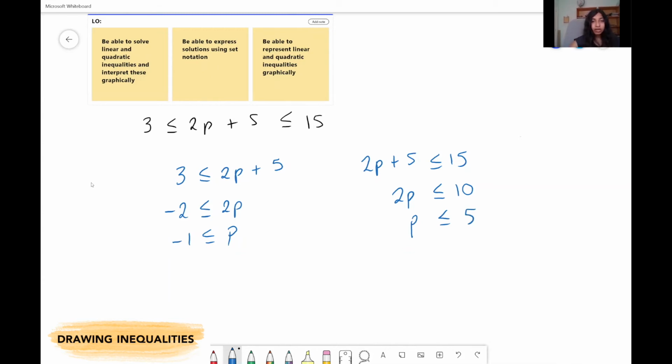So then we want to try and write this in one line, like in the format they have. The way you do it is you just put them together. So we have minus 1 is less than or equal to p, but then p is also less than or equal to 5. So we would have minus 1 is less than or equal to p, which is less than or equal to 5. And yeah, that's the solution to the first question.